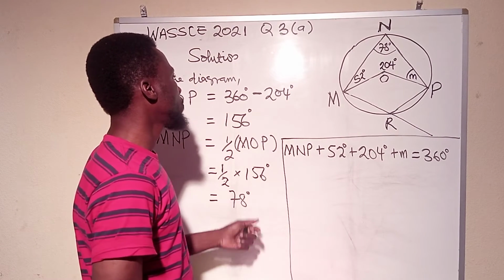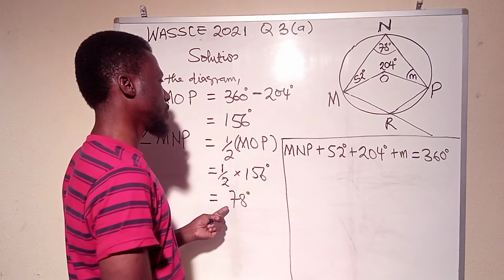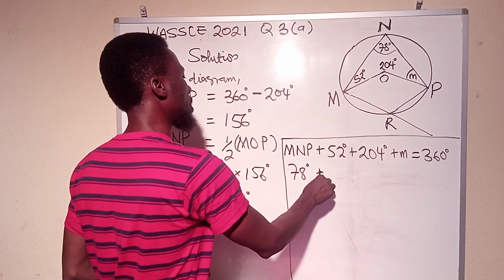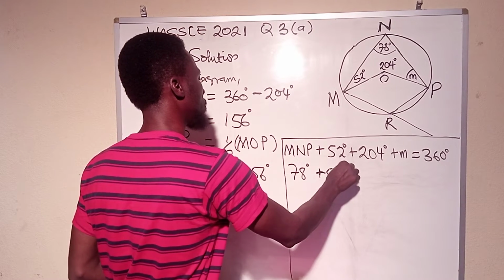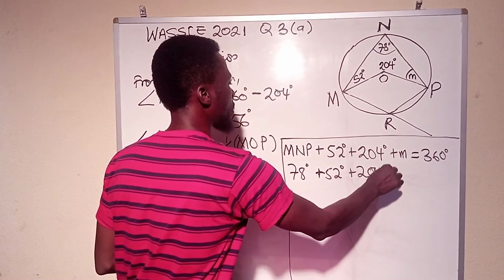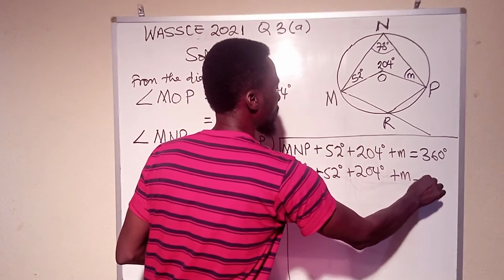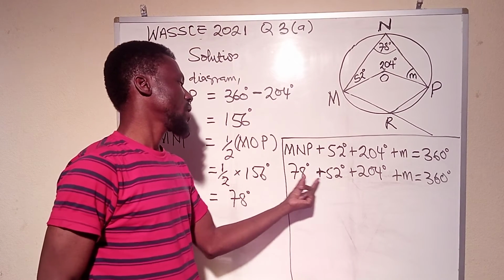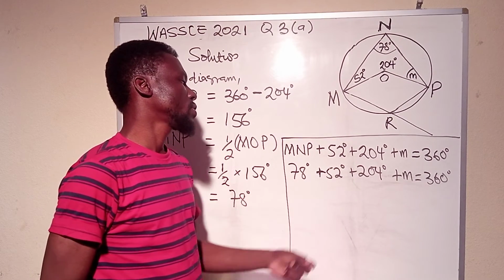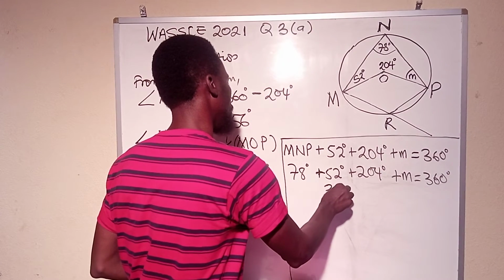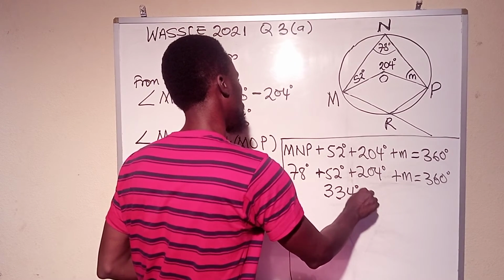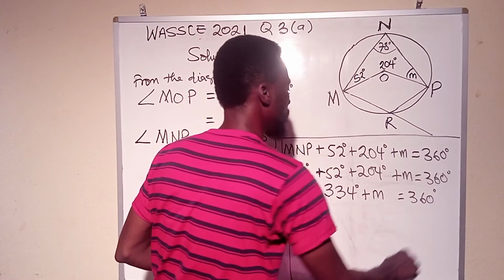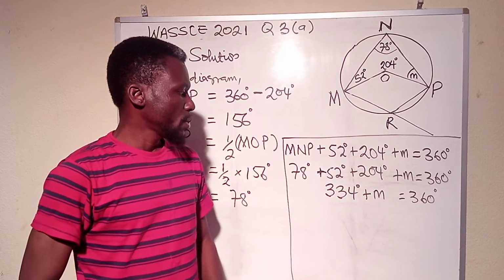What is the value of MNP? MNP is equal to 78 degrees. So we shall have 78 degrees plus 52 degrees plus 204 degrees plus M is equal to 360 degrees. When we add 78 to 52 and add to 204, that gives us 334 degrees. So 334 degrees plus M will be equal to 360 degrees. All right.